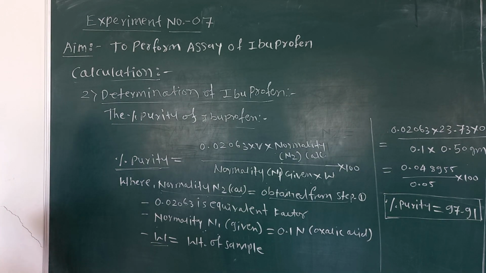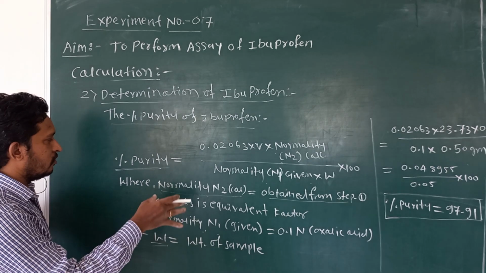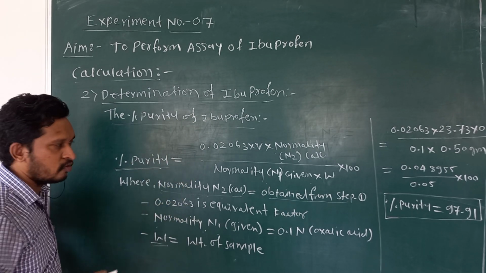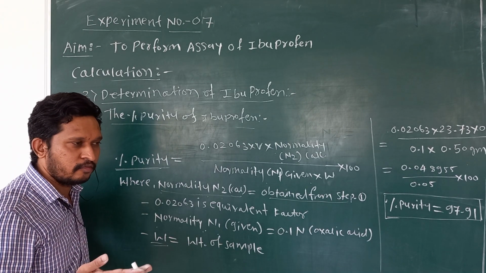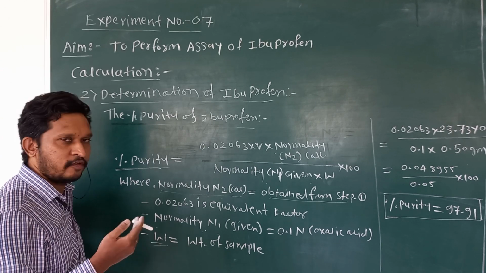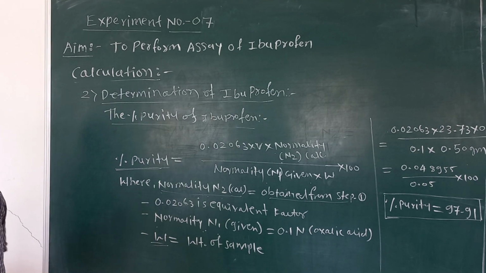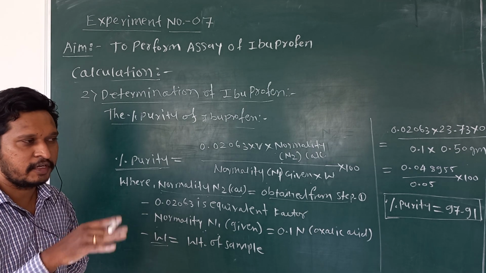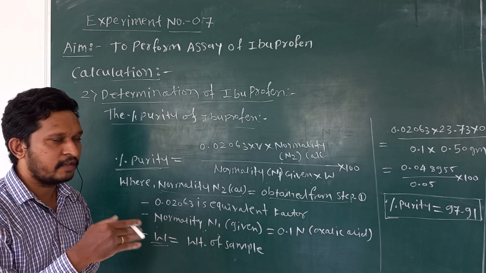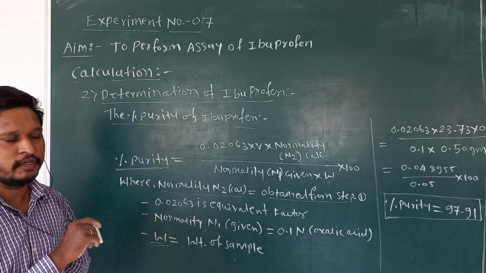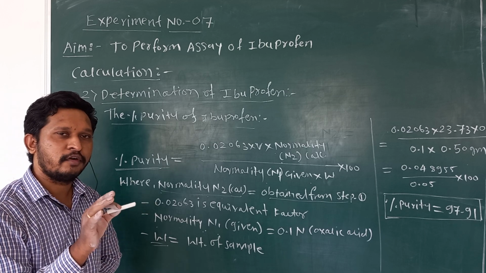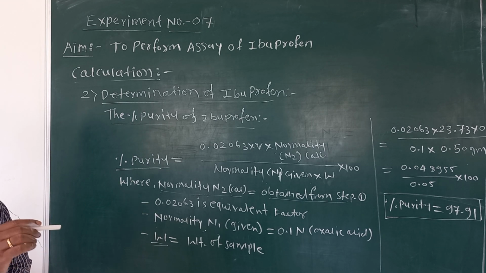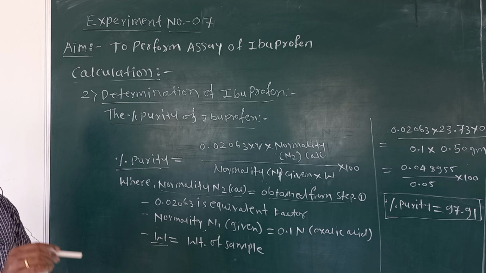So let us calculate the percentage purity by using this formula. We have performed the assay of ibuprofen, in which we take three readings of the titration, and then we calculate the mean or average of these three readings. It is found to be 23.73 ml, and we will put this mean of the assay of ibuprofen into the formula.